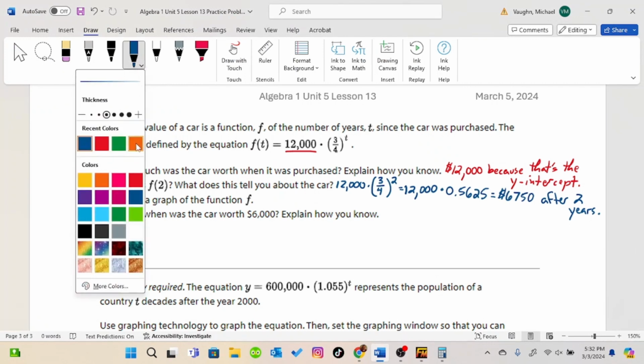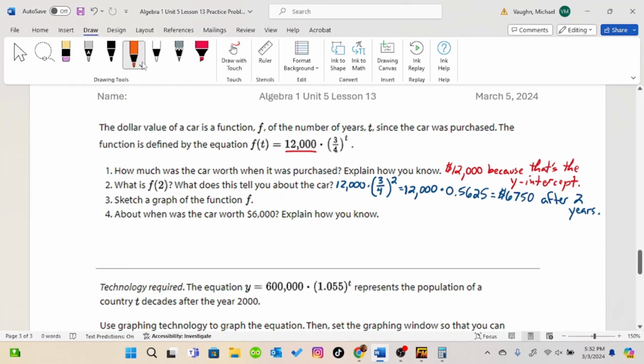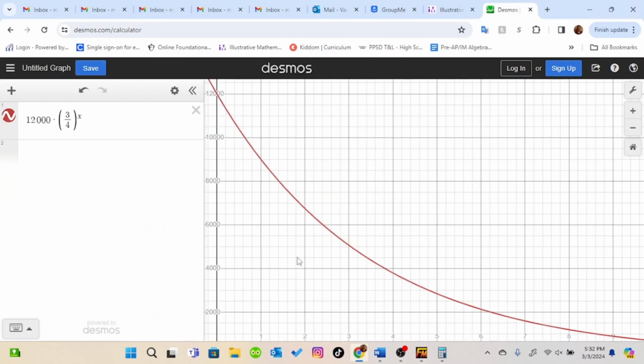Number 4. About when was the car worth $6,000? Explain how you know. If we look at the graph, the y-axis is the value. So we find 6,000 on the y-axis. We come over until we hit the line, and we can see we hit the line where the x value is 2.4.